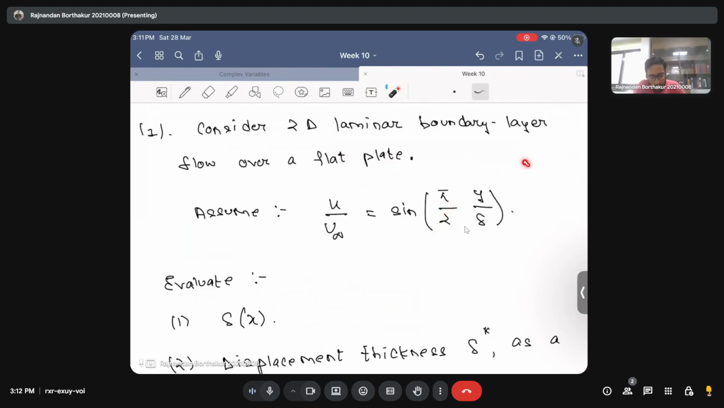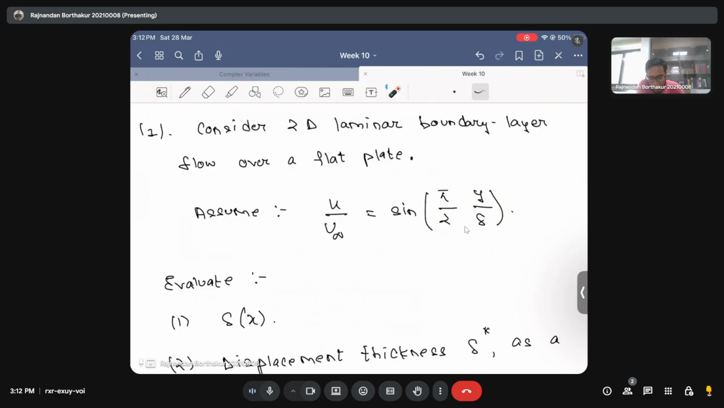Similarly, at y equal to delta, you can see that u equal to u infinity because sine of pi by 2 is equal to 1. And you can also show that del u by del y at y equal to delta is 0. Why? Because if you differentiate this with respect to y, you will get pi by 2 delta times cos of pi by 2 y by delta, and then I need to substitute y equal to delta. Which means I get cos of pi by 2, meaning that it's 0, which means the boundary conditions are also satisfied. So as I said, although it's an assumption that the velocity profile follows this form, it is not ad hoc, and it indeed satisfies the boundary conditions.